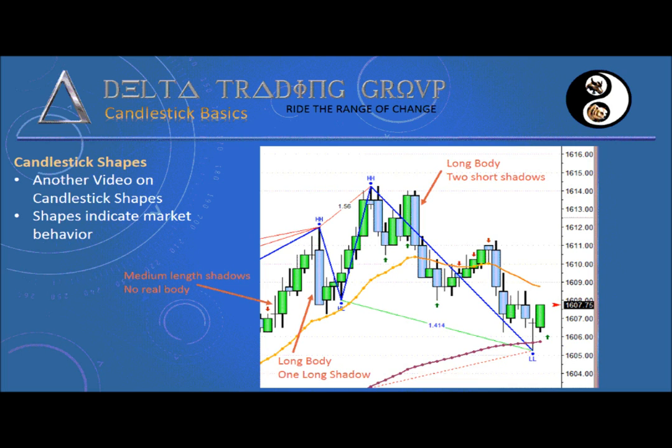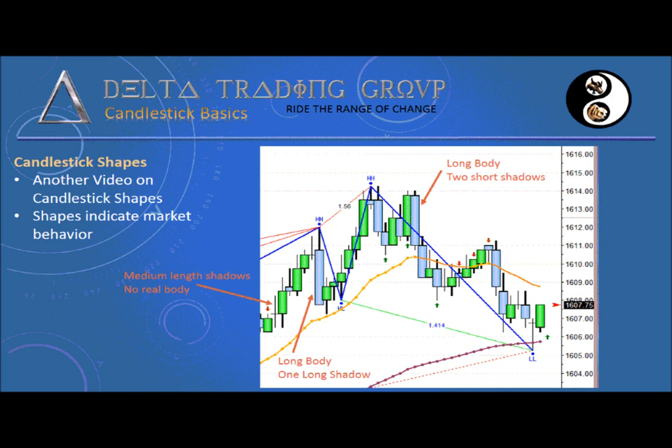Next to that, you see a long blue candlestick. It has a very long real body and only one long shadow. It's actually kind of a medium-length shadow. Some people could call it a long shadow. Different people tend to have different interpretations. But it only has one shadow.